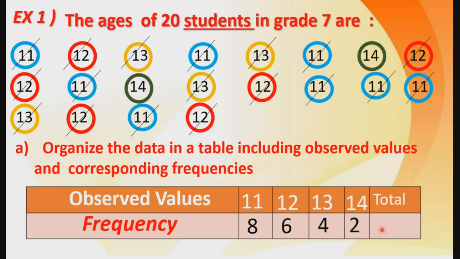And what do we write in the last cell here? In the last cell here, we write the total frequency, which is equal to the sum of all these frequencies. 8 plus 6 plus 4 plus 2, which is equal to 20. Very good. And notice here that this total frequency is equal to the number of students, which is 20.